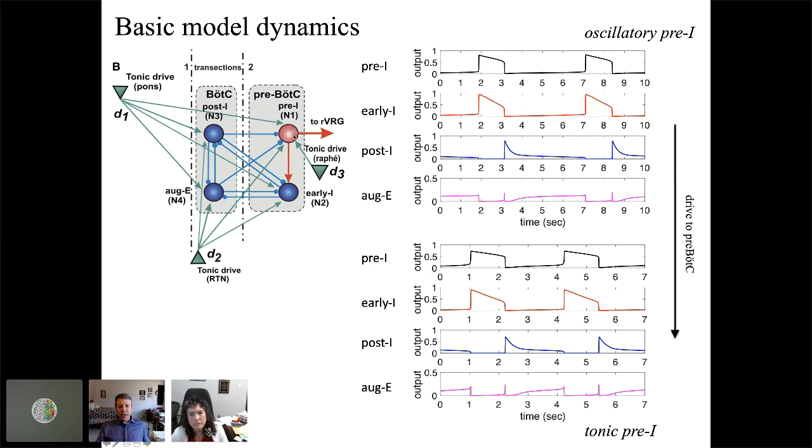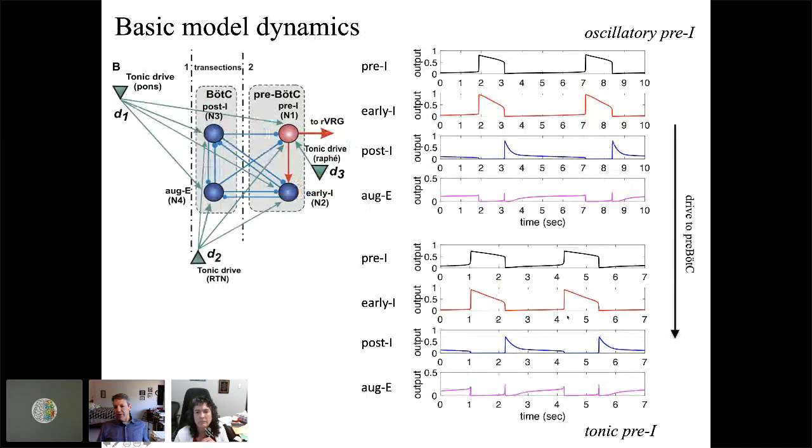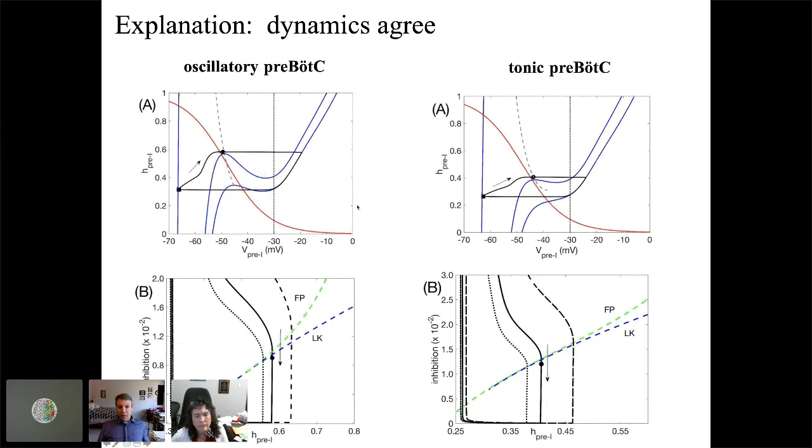And so as we vary the drive to the excitatory kernel, which we saw could switch its intrinsic dynamics completely from quiescent to oscillatory to tonic, that essentially has no effect on the network rhythm. Okay, and we can explain this using moving nullcline analysis. Okay, and I believe my time is probably short, so I'm not going to say too much about this, but let me try to walk you through a little bit of it.